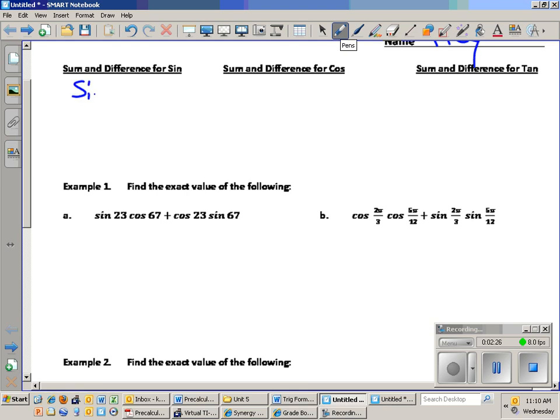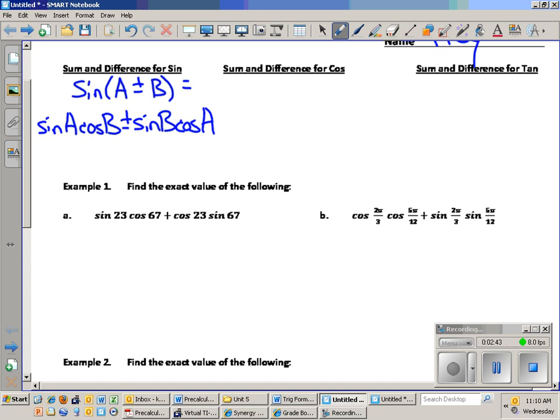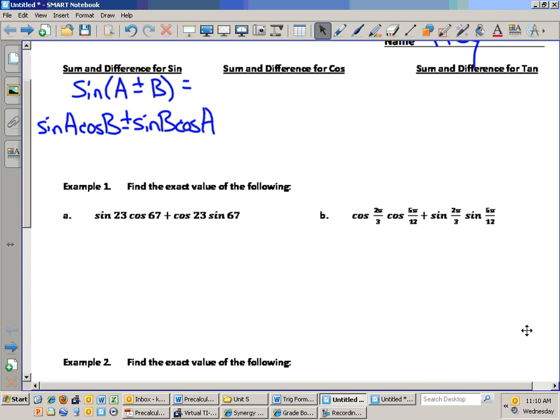The sine of a plus or minus b is equal to sine of a times the cosine of b plus or minus the sine of b times the cosine of a. When you take the sine of a plus or minus b, you don't just take the sine of a plus the sine of b. It doesn't distribute like that. It's not multiplication. It's an operation, and it doesn't work out like that. So that's the formula for sine.